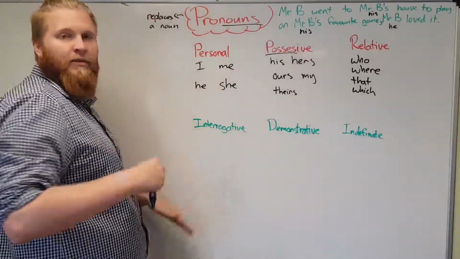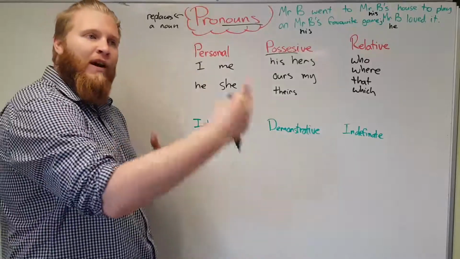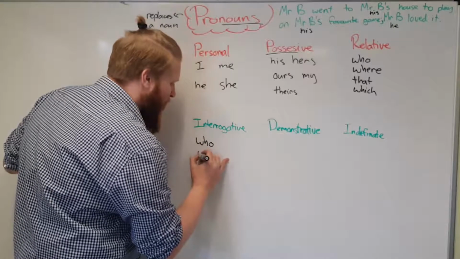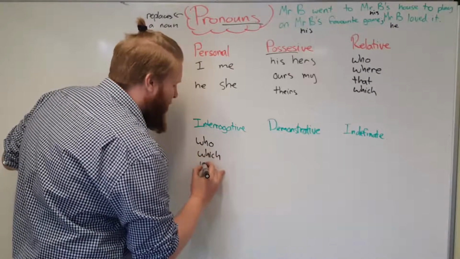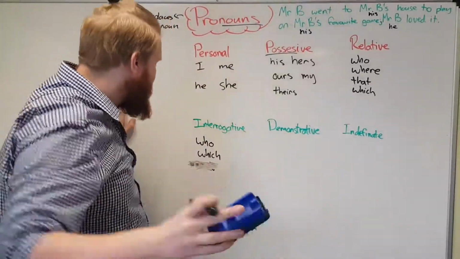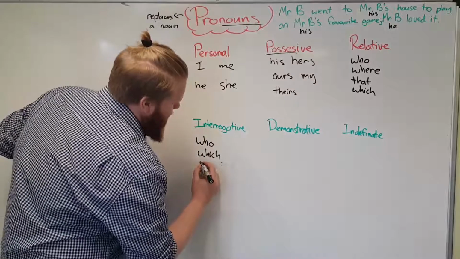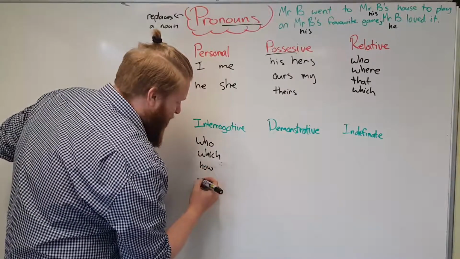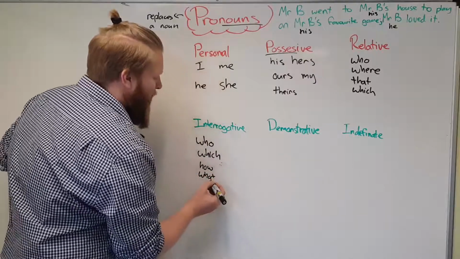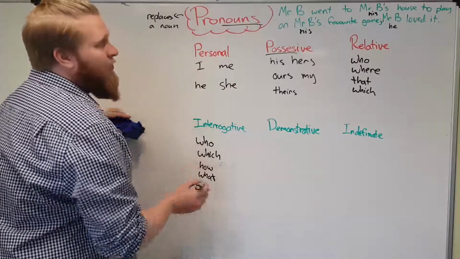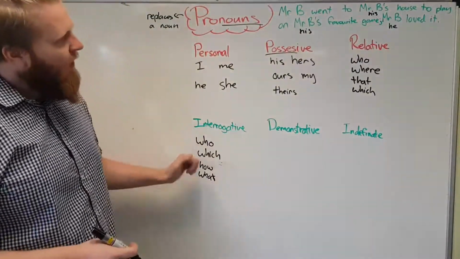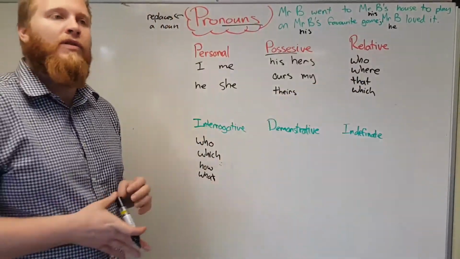So interrogative, just think of an investigation, okay? You're trying to find something out. It's used as a question. So again, we could have who, we could have which, but we could also have ones like how, and we could have what. Now, how and what we wouldn't be able to use as relative pronouns. We wouldn't be able to use them at the start of a relative clause. But who and which, you can see we have here. It depends how they're used, okay?